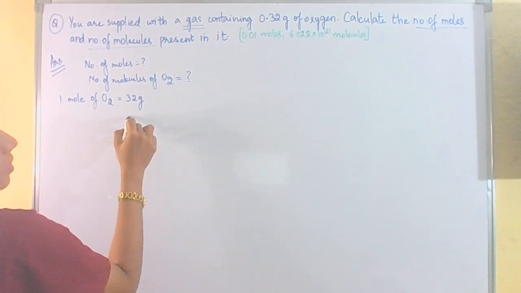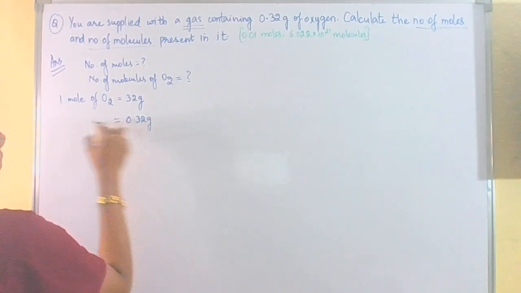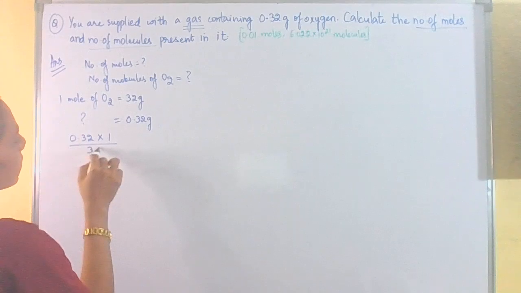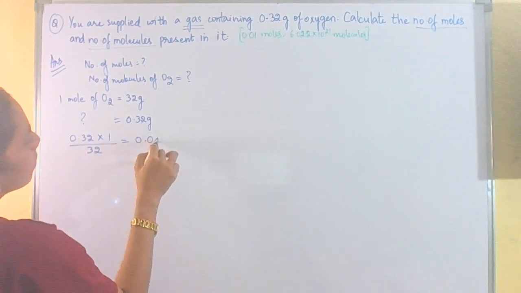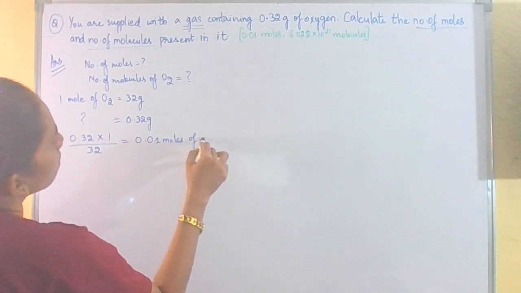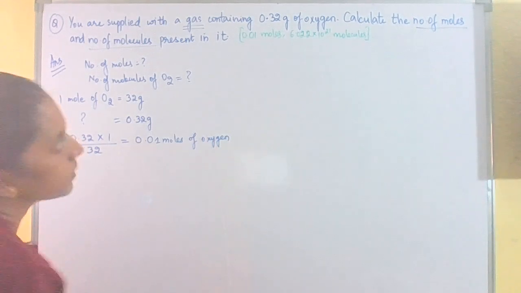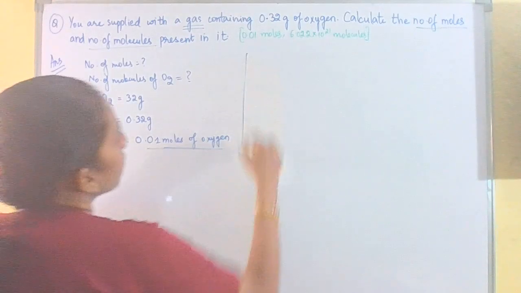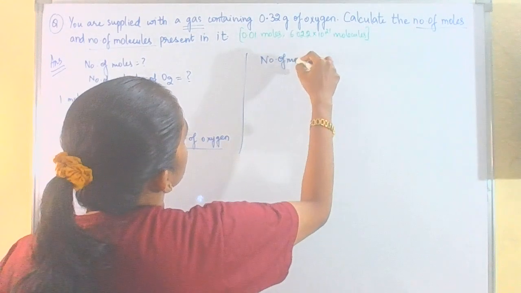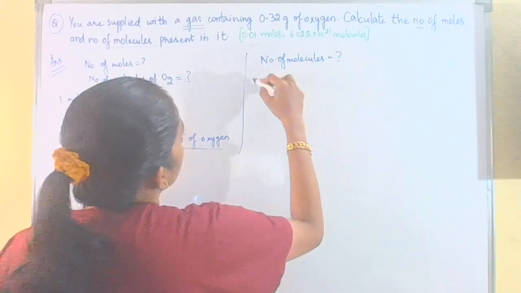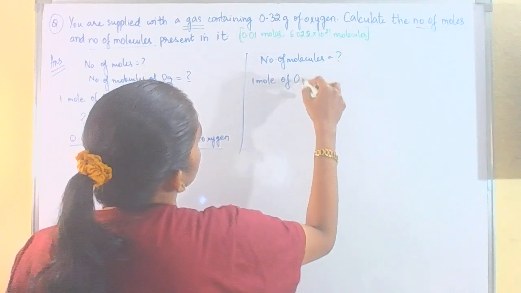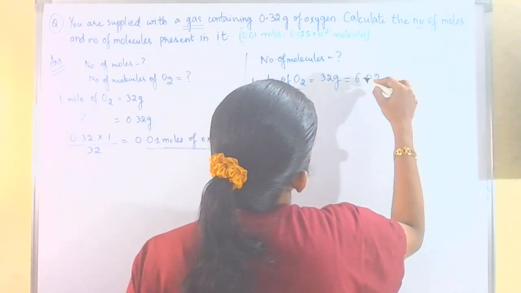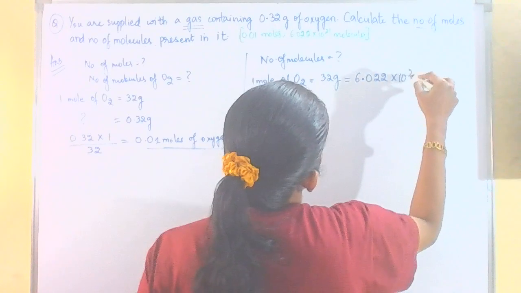Then 0.32 grams of oxygen contains how many moles? 0.32 into 1 divided by 32, which is equal to 0.01 moles of oxygen gas present in 0.32 grams of oxygen. Okay. Now you have to find out the number of molecules. 1 mole of O2 is equal to 32 grams, which is equal to 6.022 into 10 to the power 23 molecules.